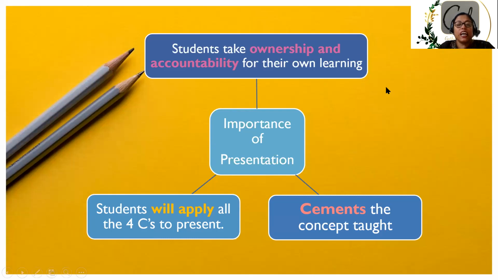Now the next thing is, students will apply all the 4 C's to present. This I have already discussed: they will communicate, they will collaborate, and they will discuss among themselves. They will do critical thinking, and they will come up with creative ideas, or some form of creativity. So all the 4 C's are applied to present it, and students take ownership and accountability for their own learning. Very, very important.